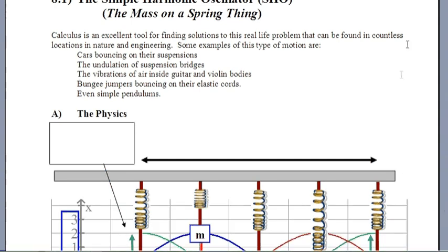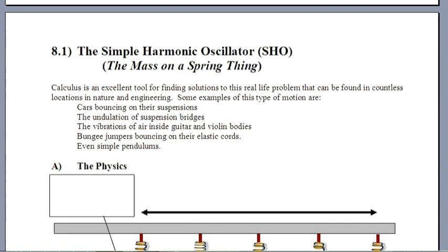On this next page, I just wanted to start off by saying that you're going to see this issue show up all over the place in engineering. The idea of masses bouncing on springs happens when you try to model a car bouncing on its suspension, or a suspension bridge that's kind of like a spring bouncing back and forth, or the air going in and out of the holes on a violin or a guitar body. Bungee jumpers as well, as they bounce up and down on their elastic cord, are a simple harmonic oscillator. They behave like a mass on a spring. Even simple pendulums do a pretty good job of behaving like a mass on a spring, bouncing back and forth.